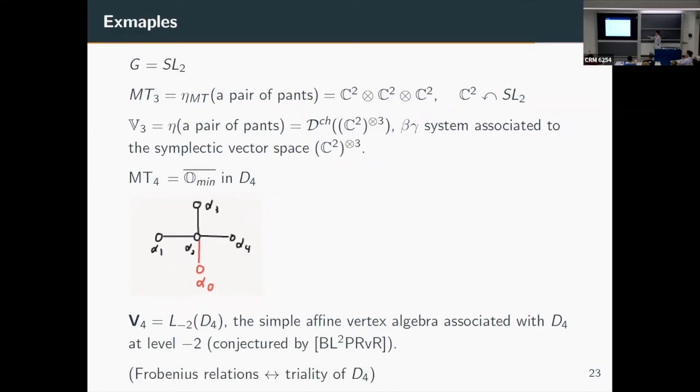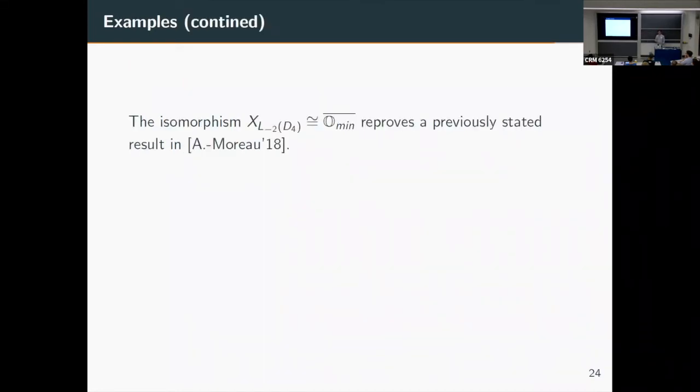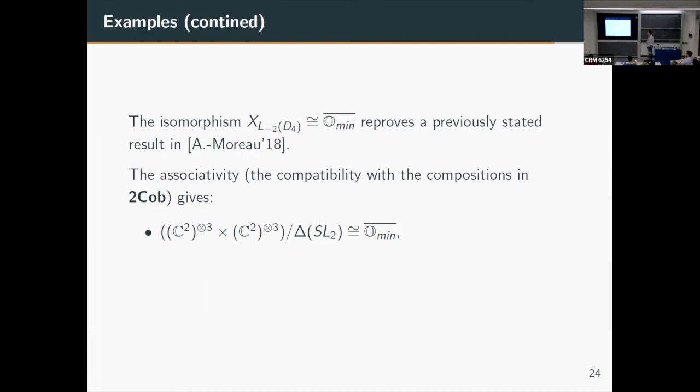The Frobenius relation of two bordisms is assured by the triality of D. And the isomorphism between Higgs branch and associated variety and Moore-Tachikawa variety reproduces the previously stated result. And associativity, or the compatibility with the composition, gives some isomorphism between symplectic variety and vertex operator algebra.